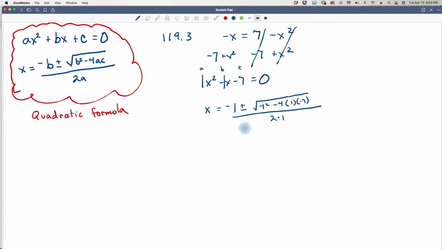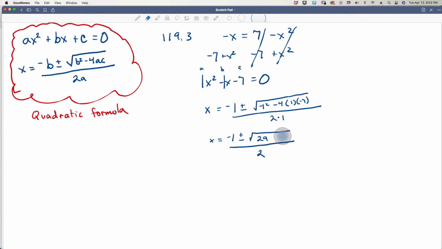All right, now we can resolve what's in our radical. X equals -1 plus or minus, let's see, here's our radical sign, and that's going to be over 2 because 2 times 1 is 2. So that's going to be a +1, and this is going to be a -20, no, this is going to be a +28. So a +1 and a +28 is going to be 29.